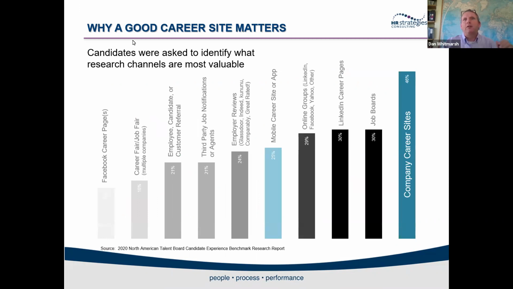And when we ask candidates, what made you decide, or where did you get the resources you needed to make a decision about applying? The number one answer, 46%, came from the company's career site, right? And we have to piggyback this with the 4th most popular item, 25% said from a mobile career site or an app. So these really are 1st and 4th in the same contest, right? And this research comes to us from the 2020 North American Talent Board research report that's out there. So the candidate experience and where they choose to get information is predominantly from you, not from other sources.